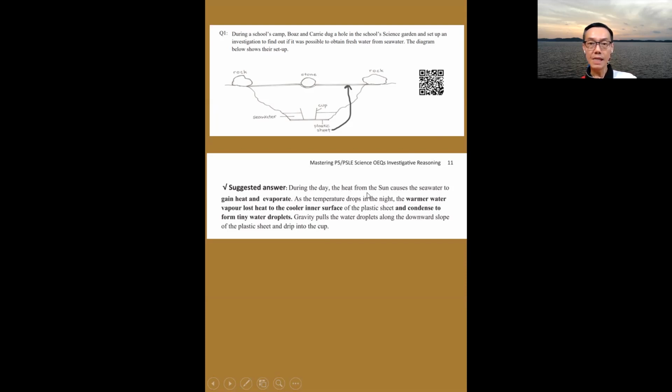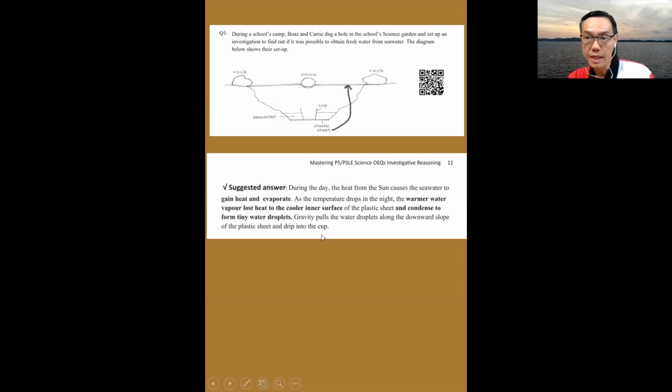During the day, the heat from the sun causes the seawater to gain heat and evaporate. As the temperature drops in the night, the warmer water vapor lost heat to the cooler inner surface of the plastic sheet and condense to form tiny water droplets. Gravity pulls the water droplet along the downward slope of the plastic sheet and drip into the cup.